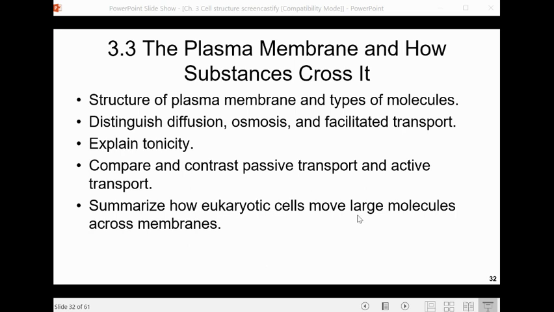Hey guys, here we are at section 3.3, the plasma membrane, and we're going to discuss how substances get across the cell membrane. To do that, we need to talk a little bit about the structure of the plasma membrane and the types of molecules that can cross it, distinguish between diffusion, osmosis, and facilitated transport, explain tonicity, compare and contrast passive and active transport, and then we're going to summarize how eukaryotic cells move large molecules across the membrane.